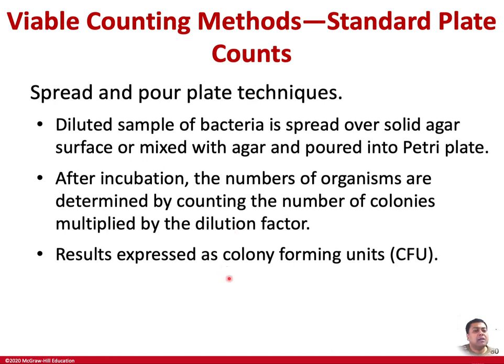Now remember that when you are counting the colonies from your spread or pour plate technique, one colony is arising from one bacterium. So you can easily calculate that if there are 20 colonies on one plate, those 20 colonies mean there were initially 20 bacteria plated onto that plate. So you can easily look at the dilution of that.